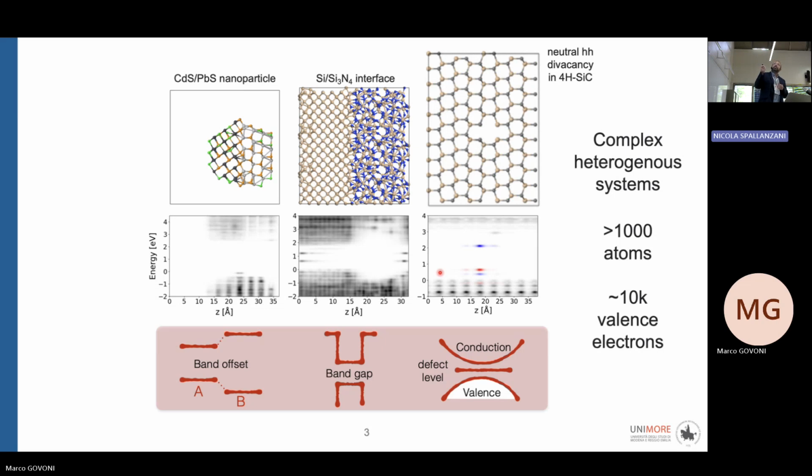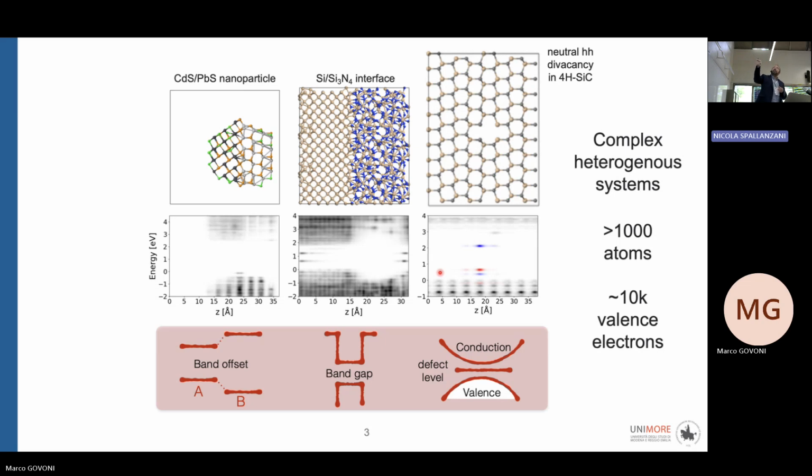Here you have a crystal, silicon, and an amorphous system, silicon nitride. You have an interface between the two, and you cannot reduce this interface to a small unit cell because you want to describe the amorphous system here, and you want to have enough atoms so that you describe the interface, not just a unit cell made of silicon and silicon nitride. And this is, again, the valence and conduction band of the two materials for energy conversion applications.